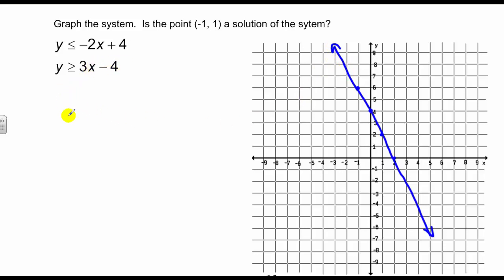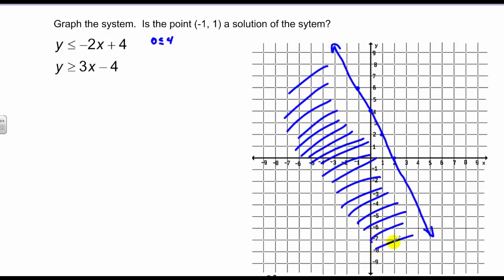And then I'd have to shade, so I'll pick a sample point of 0, 0. So I ask, is 0 less than or equal to 4? The answer is yes. So I'll shade towards 0, 0. And then I have to graph another equation.